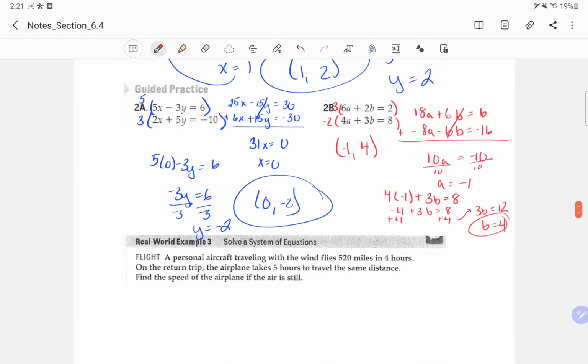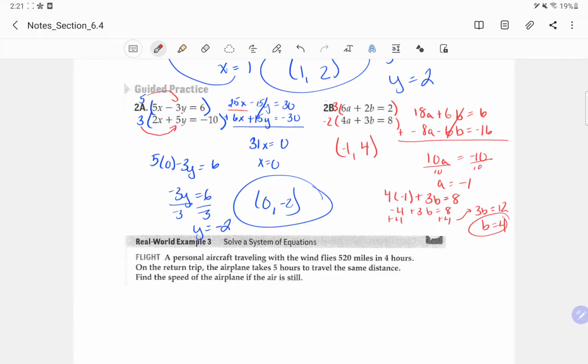Okay, so for 2a here, I canceled out y again because I just always cancel out the second variable. But in this case, they already had opposite signs, so we didn't have to multiply one of them by a negative. We just multiplied them by each other, okay? So this 3 would be multiplied by a 5, and this 5 would be multiplied by a 3, which made them cancel out over here, okay?